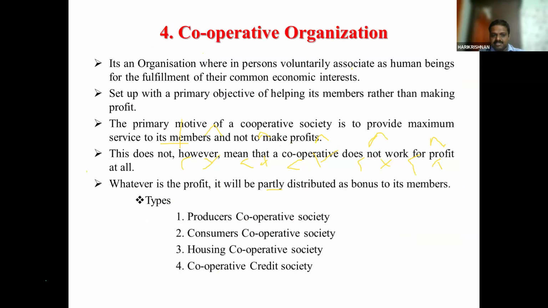Next is the cooperative organization. That means an organization where persons voluntarily associate as human beings for the fulfillment of their common economic interest. We have seen so many cooperative societies. For example, there are many cooperative societies in Kerala for the production of milk. They collect the milk, distribute it, and make some profit. So there can be producers cooperative societies, consumers cooperative societies, housing cooperative societies, and cooperative credit societies. Like this, we can make many cooperative societies.